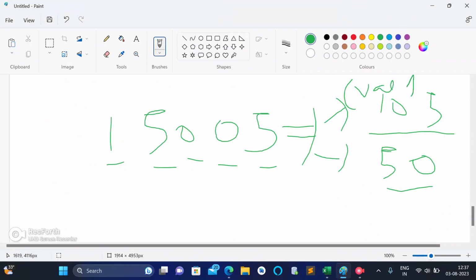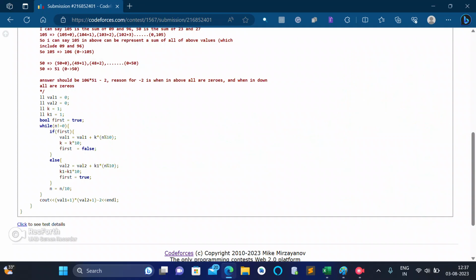I have divided it into val1 and val2. So this would be my val1 and this would be my val2. For 105, we had seen that it is coming out to be 106, and for 50, it's coming out to be 51, the number of ways to represent it as the sum of 2. That's why I have done val1 plus 1 into val2 plus 1. Then I subtracted 2 and this is our answer.